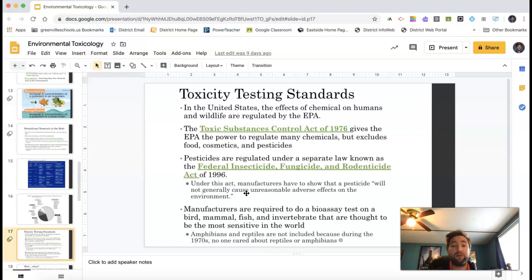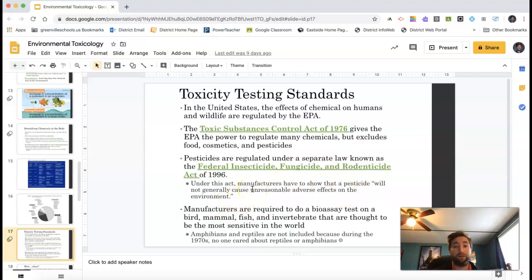All right, the next one we're going to talk about is known as FIFRA, the Federal Insecticide, Fungicide, and Rodenticide Act. And I put 1996 here because this is the last time that it has been amended. So it was created around the same time as the Toxic Substances Control Act, or TSCA, but it was amended in 1996. So underneath this act, pesticide creators and manufacturers have a legal responsibility to show that a pesticide will not cause unreasonable adverse effects on the environment.